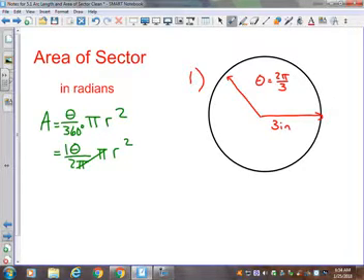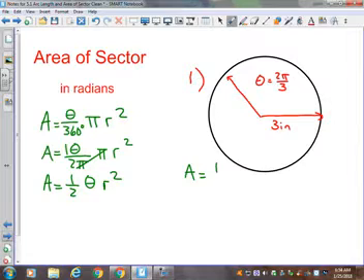Now this is 1 theta over 2, so you can separate those two things apart and say 1/2 times theta times r squared. And so I have taken a degree formula, plugged in the amount of radians that 360 is, and reduced it down to a new formula that is the area of a sector in radian formula. Now let's look at how you plug that in for this question.